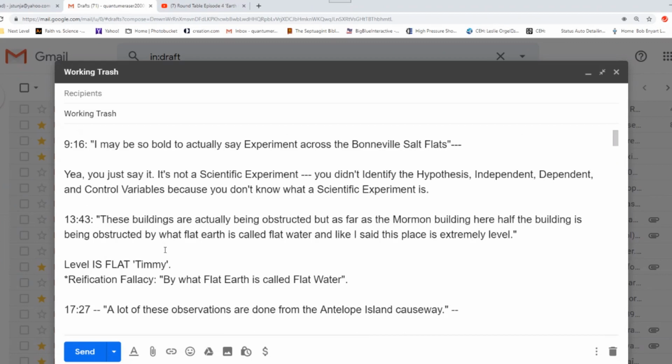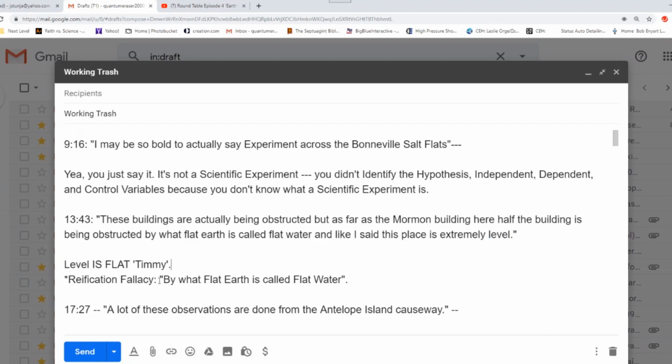1343, "these buildings are actually being obstructed. But as far as the Mormon building here, half the building is being obstructed by what flat earth is called flat water," whatever the hell that means. "And like I said, this place is extremely level." Well, Timmy, level is flat.